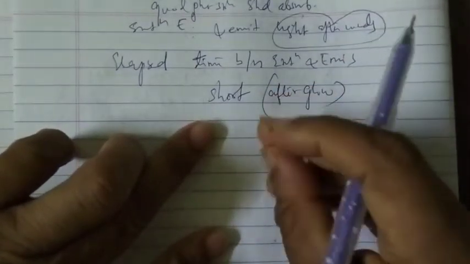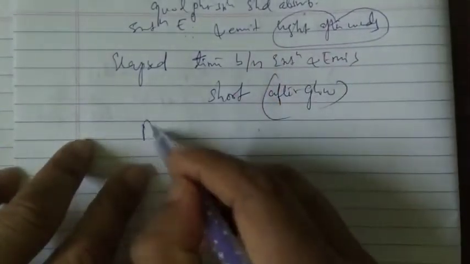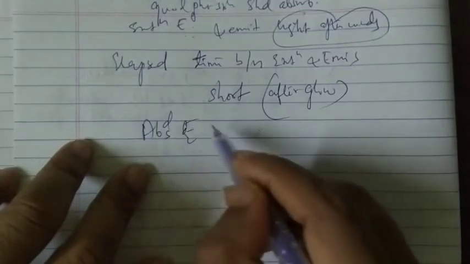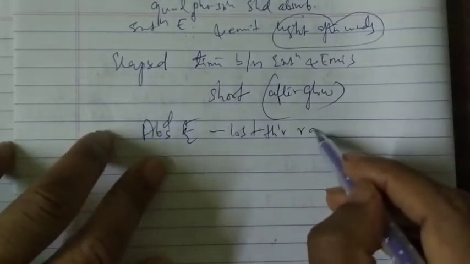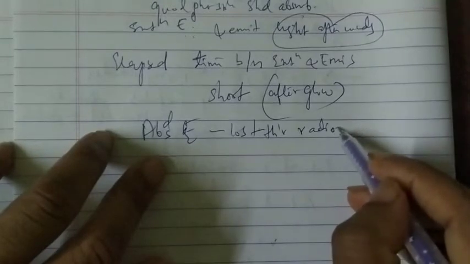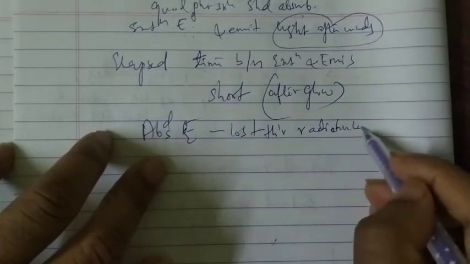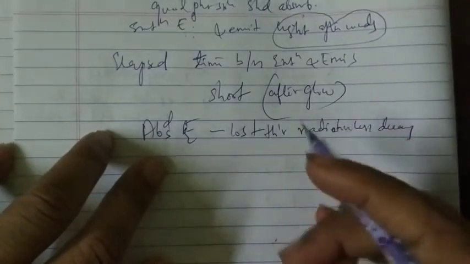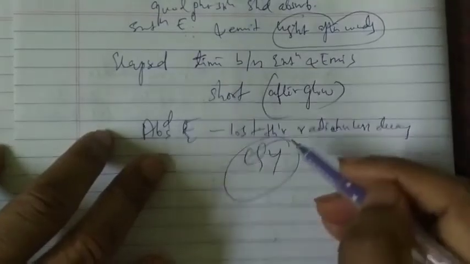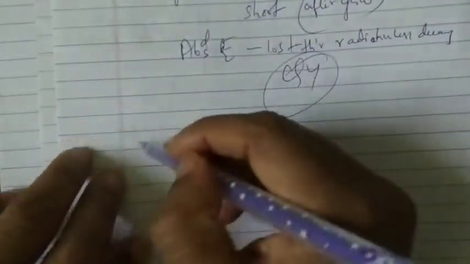And the absorbed energy can also be lost through radiationless decay, thereby decreasing the quantum yield. So these are some of the points we have to remember for a good phosphor.